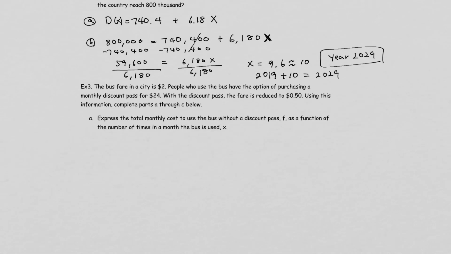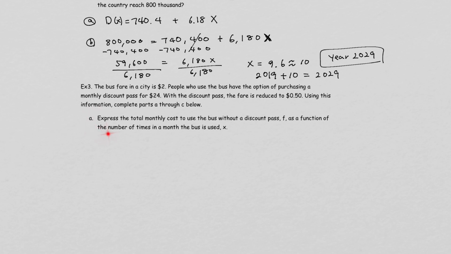The third example is talking about bus fare in a city, which is $2. People who use the bus have the option of purchasing a monthly discount pass for $24. So each fare they will pay is $2. The discount pass is paid no matter how many times they use it. You will just pay $24 upfront. With the discount pass, the fare is not a flat rate, but is reduced to 50 cents. Using this information, complete parts A through C.